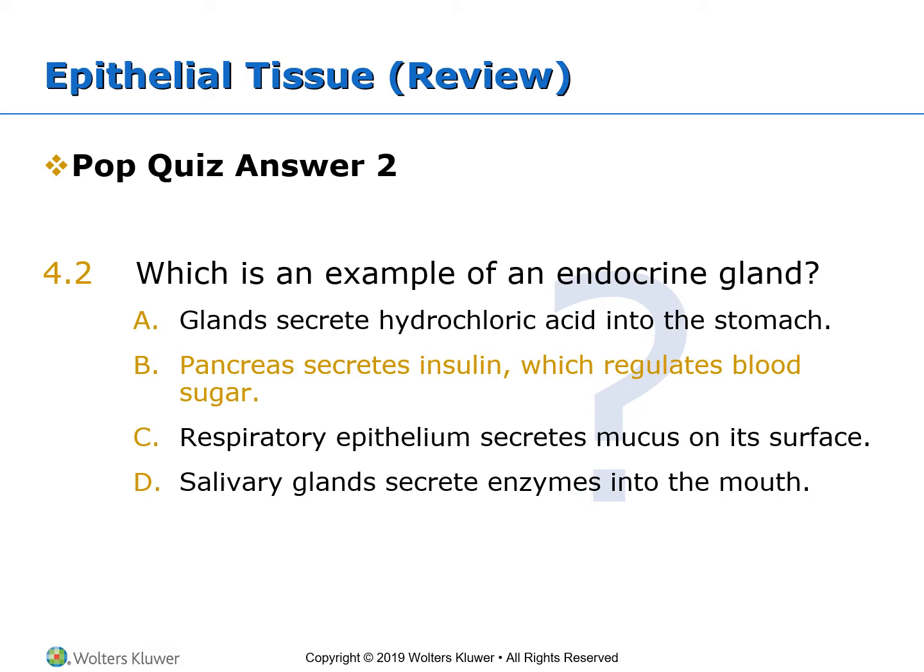The correct answer for which is an example of an endocrine gland will be the pancreas that secretes insulin, which regulates blood sugar. The rest of those three options will give you hints on glands that will distribute their product away from where it is produced. It's either into the stomach, into the mouth, on its surface. So all those examples will be examples of exocrine glands.